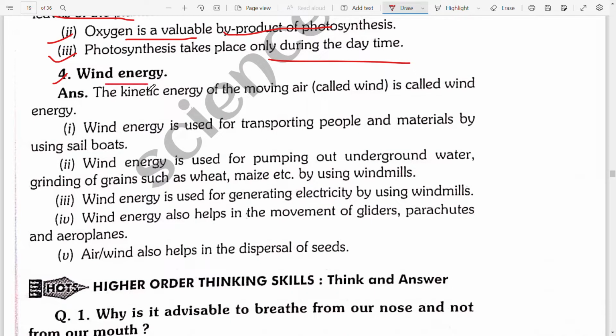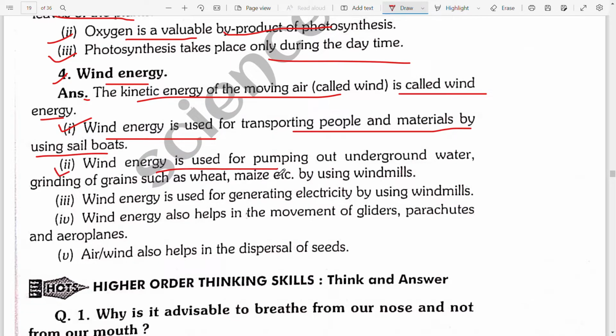Fourth, wind energy. We have studied wind energy earlier, children, let us read it once more. The kinetic energy of moving air is called wind energy. First, the advantage is that wind energy is used for transporting people and material by using sailboats. Second, wind energy is used for pumping out underground water and grinding grains such as wheat and maize using windmills. Third, wind energy is used for generating electricity using windmills.